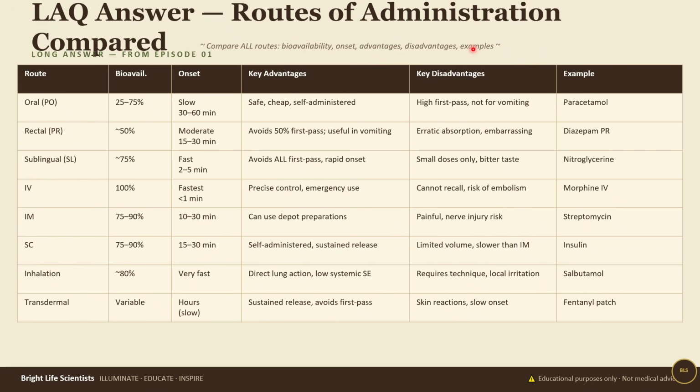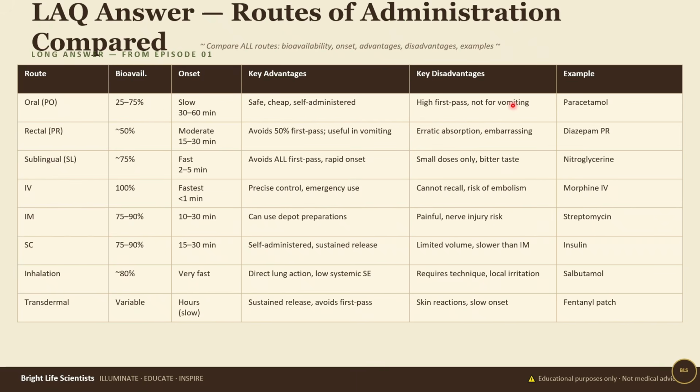IV gives you 100% bioavailability and the fastest onset, under 1 minute, but once given, it cannot be recalled, and there is a risk of embolism with IV. We'll talk about that in detail at one point. Then sublingual gives about 75% bioavailability with a fast 2 to 5 minute onset. It completely avoids first-pass metabolism, but you're limited to small doses. Oral is the safest and cheapest, but bioavailability varies between 25 and 75% because of first-pass metabolism. Not suitable for vomiting patients.